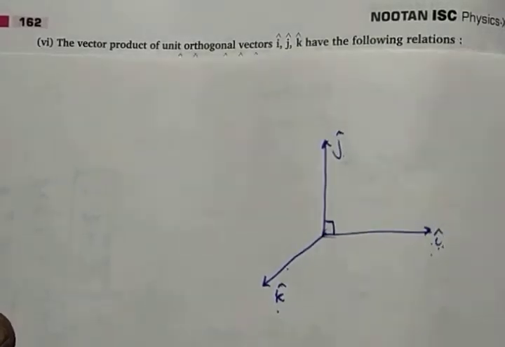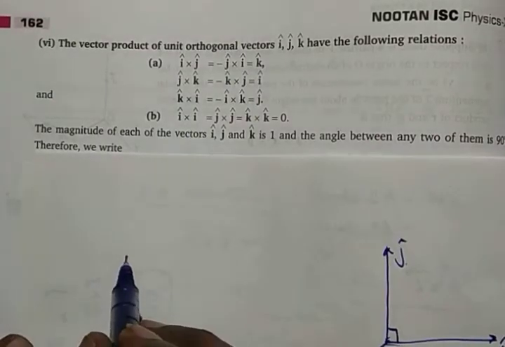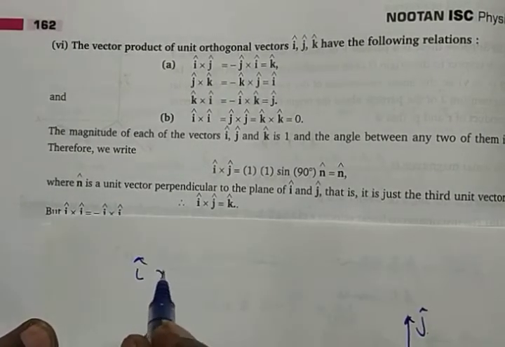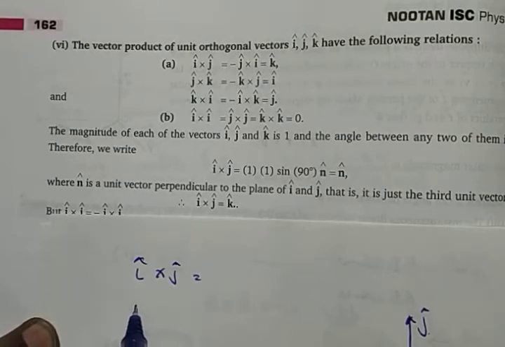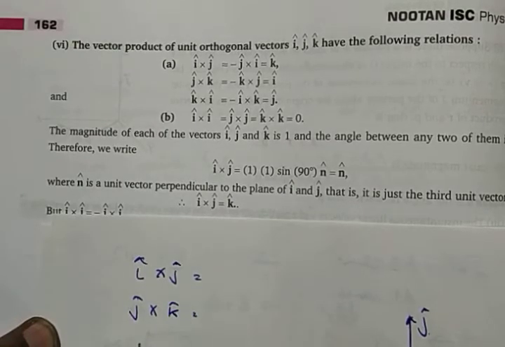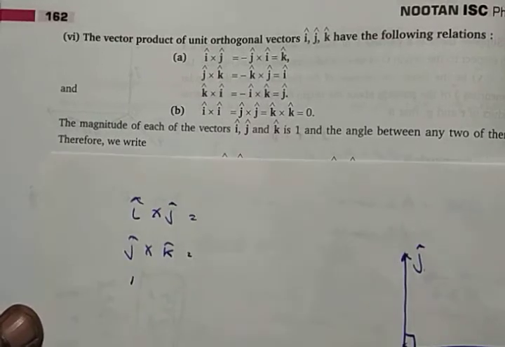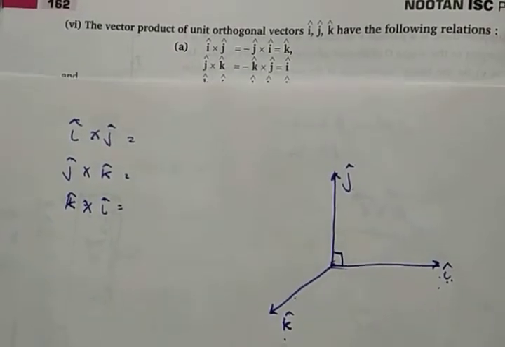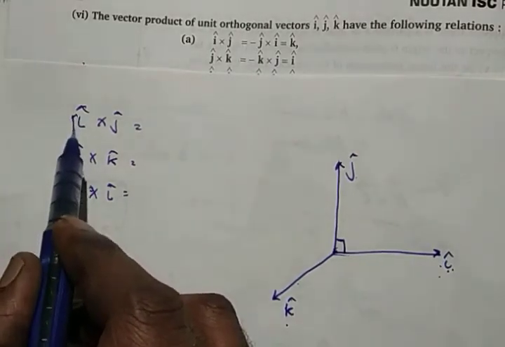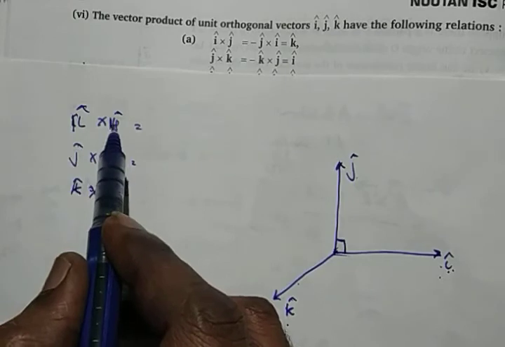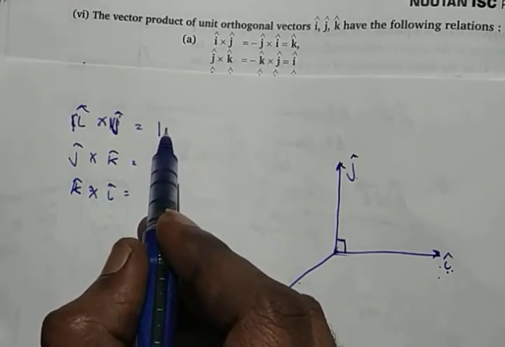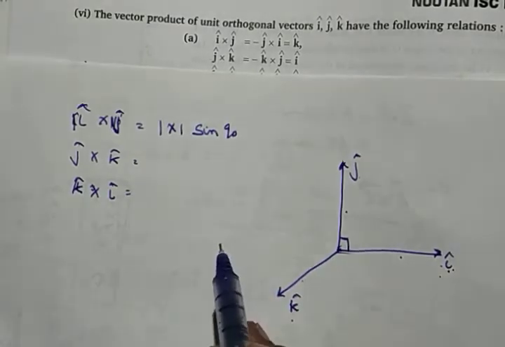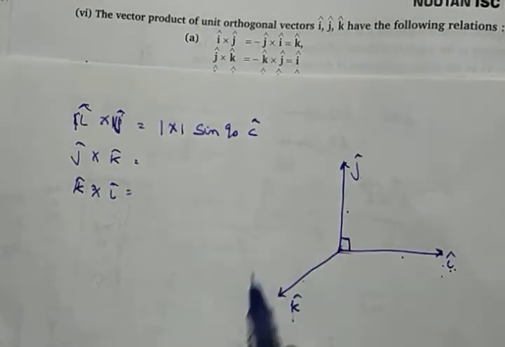Now, what will happen when you multiply i cap and j cap? If you multiply j cap cross k cap, what will happen? The next one is k cap cross i cap, what will happen? Now it is quite obvious from here itself. This is 1, here also it is 1. 1 is the magnitude. So 1 into 1 into sine of the angle between i cap and j cap, which is 90 degrees, sine 90, and you get c cap as the direction.